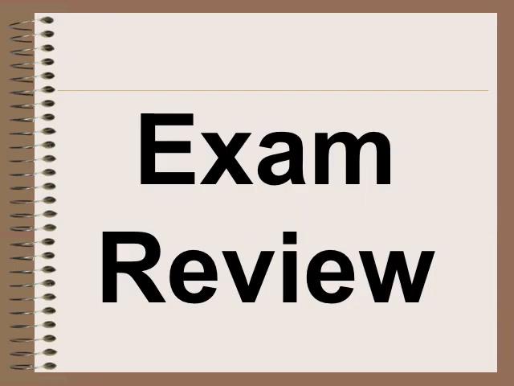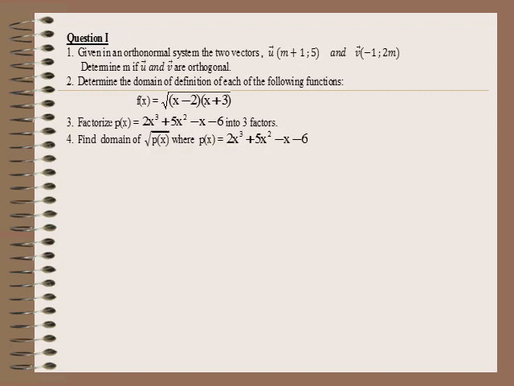Now, exam review. Question 1. Given a non-orthonormal system, the two vectors u and v. Determine m if u and v are orthogonal. u and v are orthogonal if u dot v equals 0. So x x prime plus y y prime equals 0.